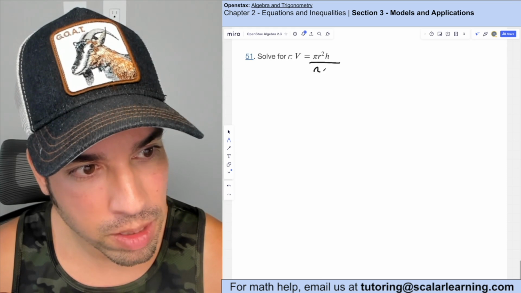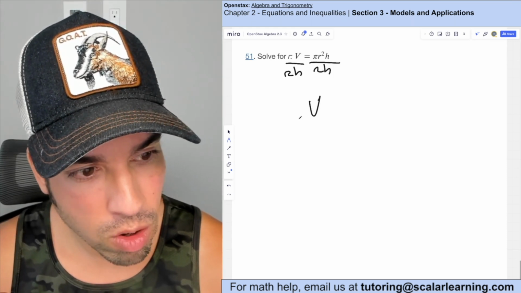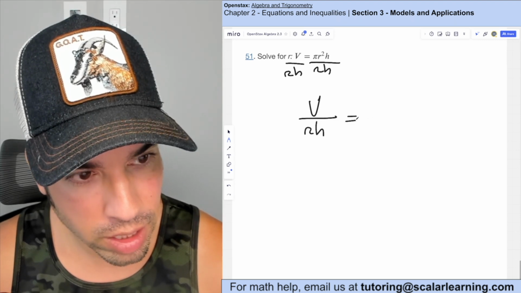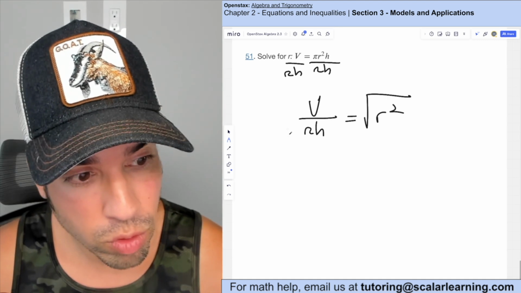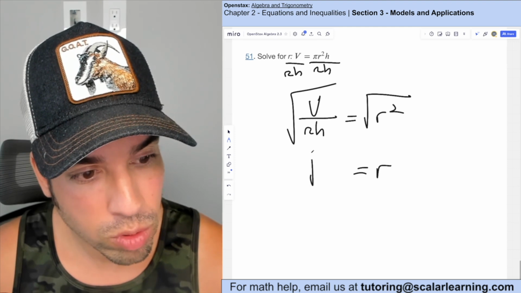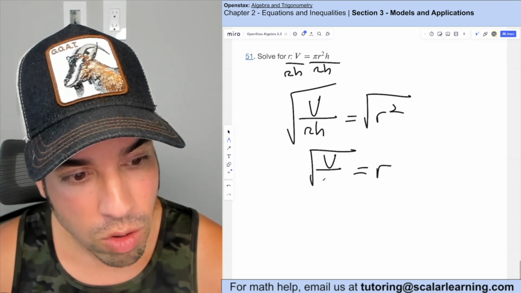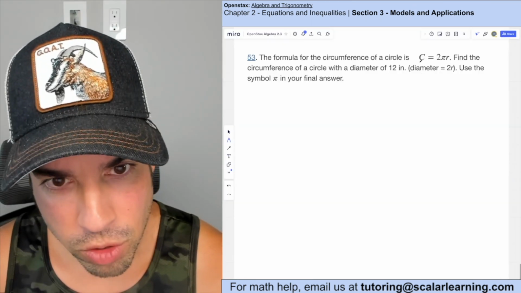Here we're meant to solve for r, so check it out. My first step is I'm going to divide both sides by pi times h. So I get v over pi times h equals r squared. Now I need to get rid of the square, so I'm going to take the square root of both sides. Square root of r squared is just r, and we have equals the square root of v over pi h. Boom, done.